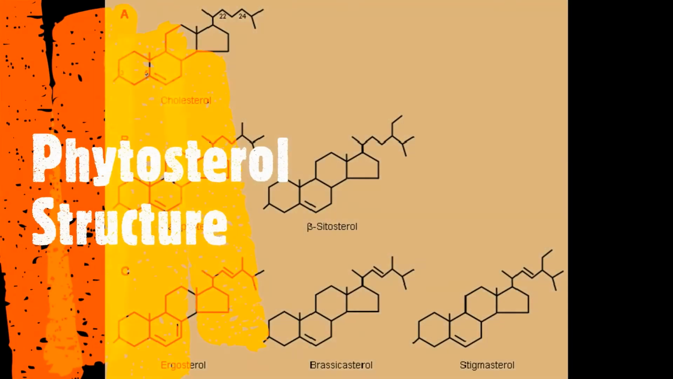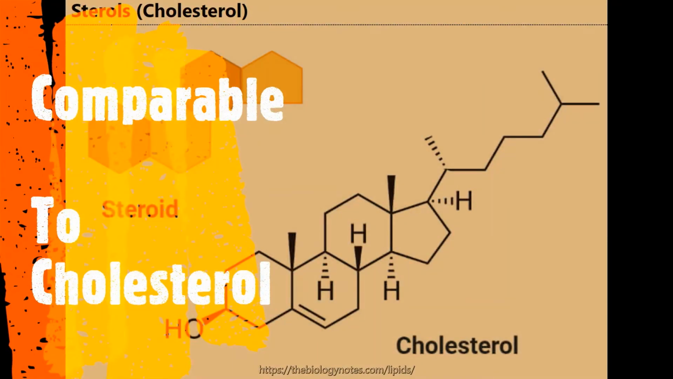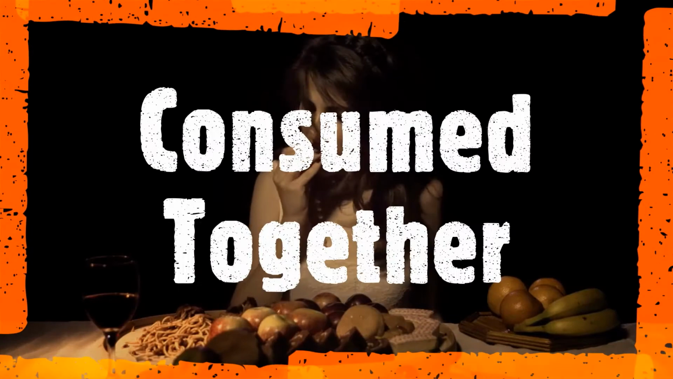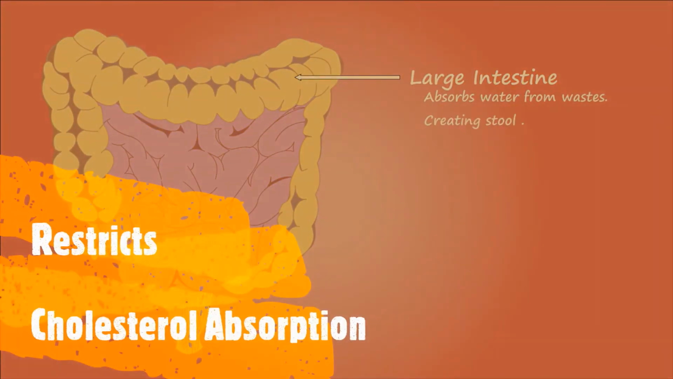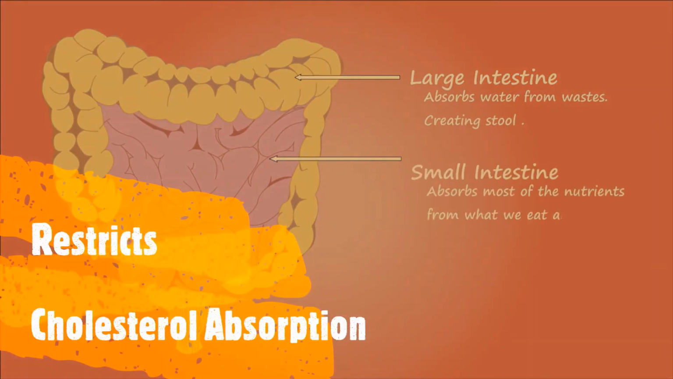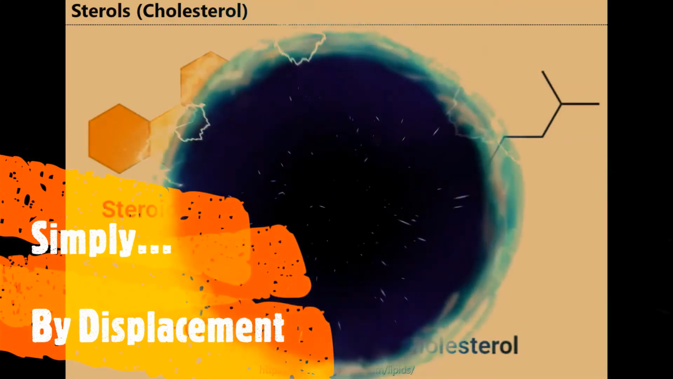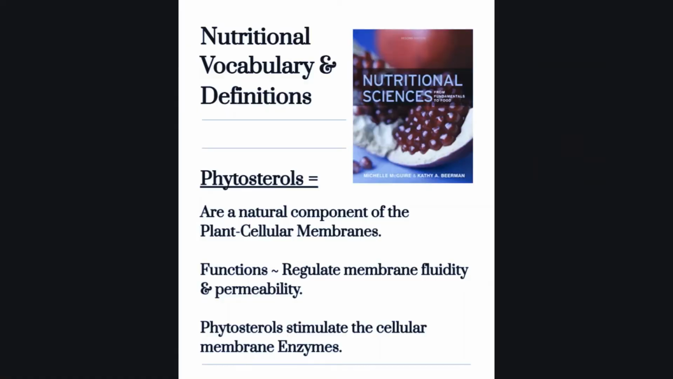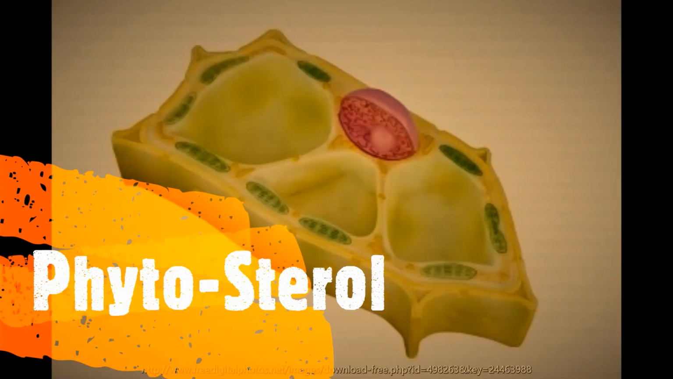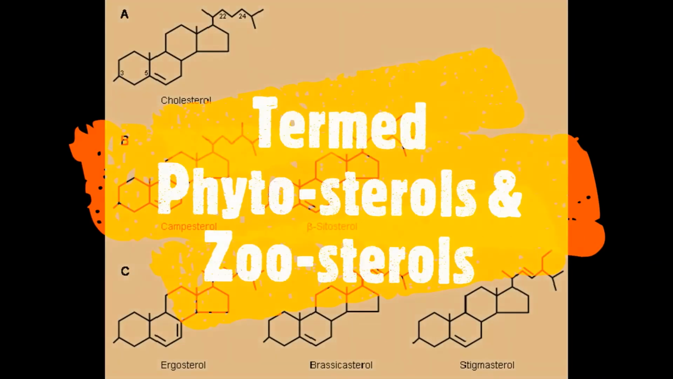The phytosterol molecular structure is very comparable to that of cholesterol. Therefore, when consumed together, the phytosterol has the ability to actually interfere with the intestinal absorption of the dietary cholesterol, simply by the displacement of the cholesterol, inhibiting the absorption thereof. These sterols do occur in the cellular membranes of plants and animals, and can be termed the phytosterols and zoosterols.